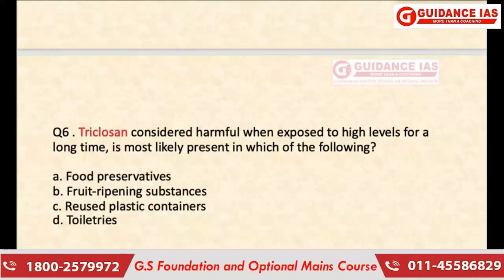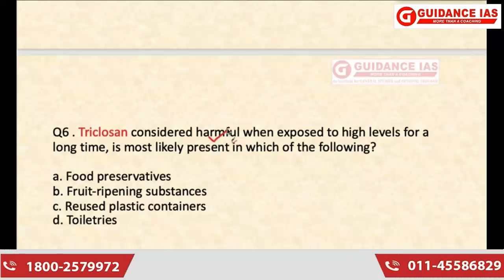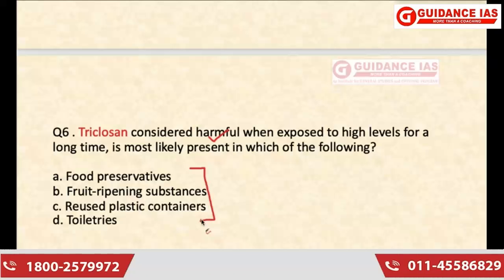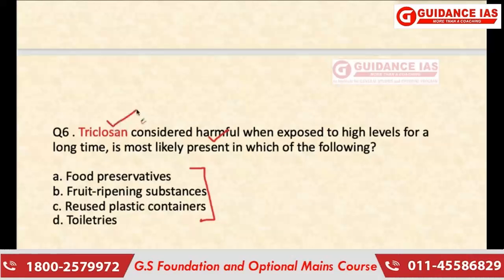Next question talks about triclosan. Triclosan is considered harmful, mind you, it is harmful when exposed to high levels for a long time, and is most likely present in which of the following? Triclosan is present in which of the following? Is it present in food preservatives or food ripening substances or reused plastic containers or toiletries? Again, अगर आपने कभी भी न्यूज़पेपर में या anywhere, if you have heard of such a term, you can definitely give this question some time.